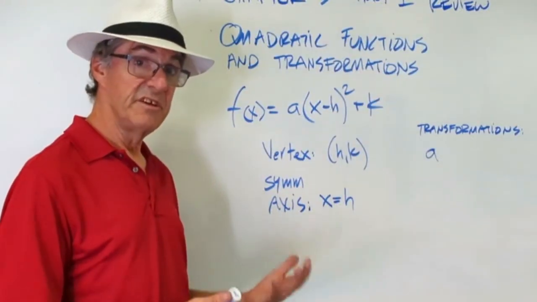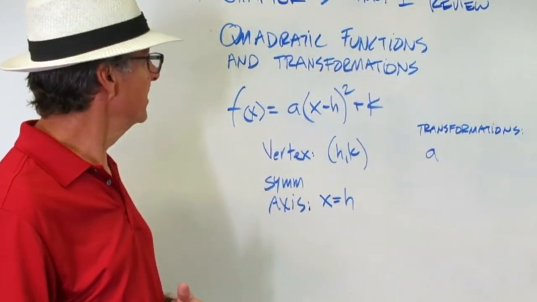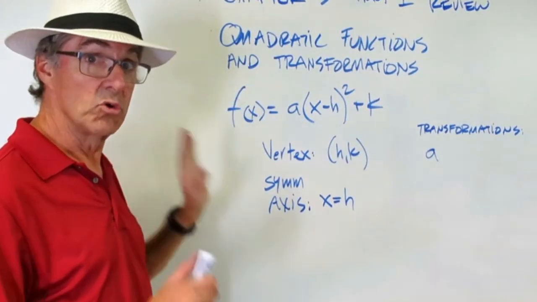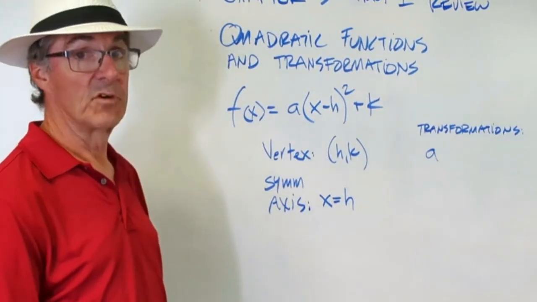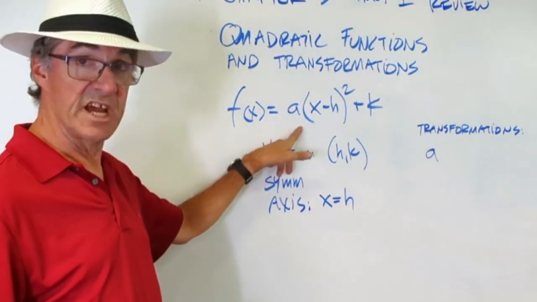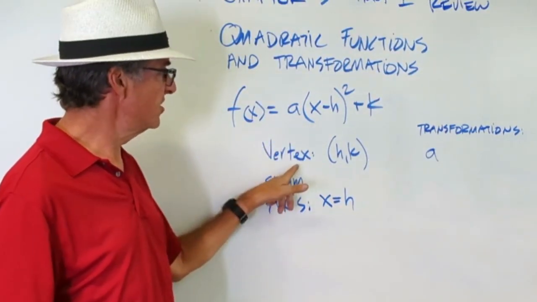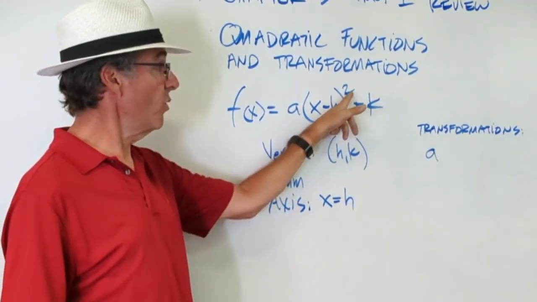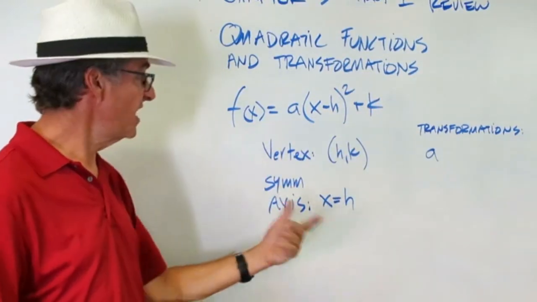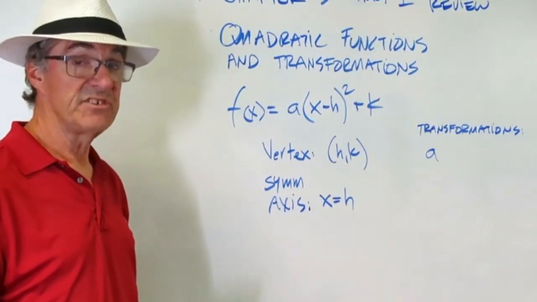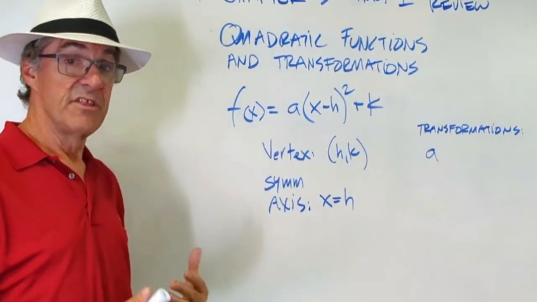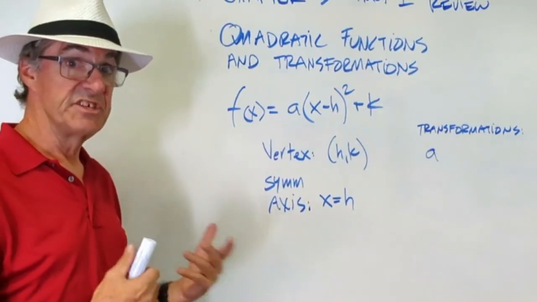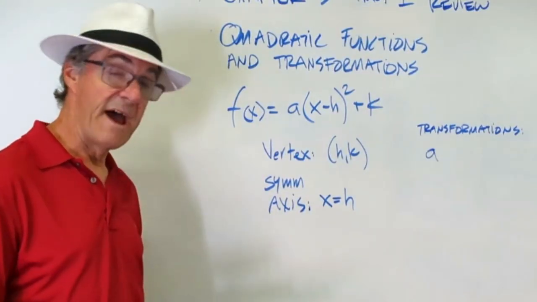The last thing we did in this section of Chapter 3 was we looked at quadratic functions and their transformations. So a quick review of a basic form for a quadratic function. This is called vertex form because it gives you the vertex. This is a times parentheses x minus h squared plus k. And the vertex is (h, k). So that's the turning point of the parabola. That's where it changes from increasing to decreasing or vice versa. That is either a local minimum or a local maximum.